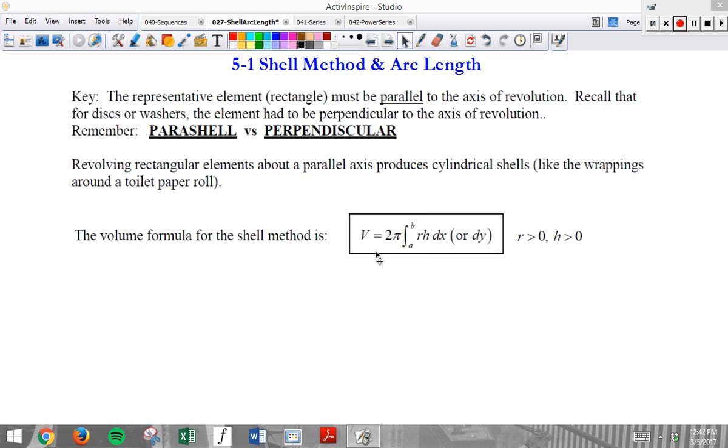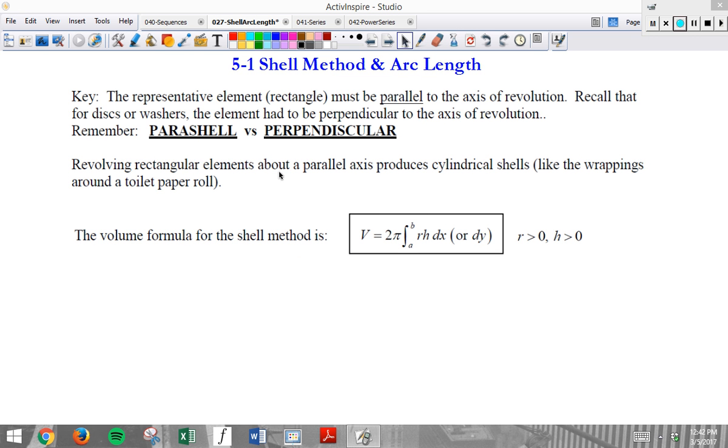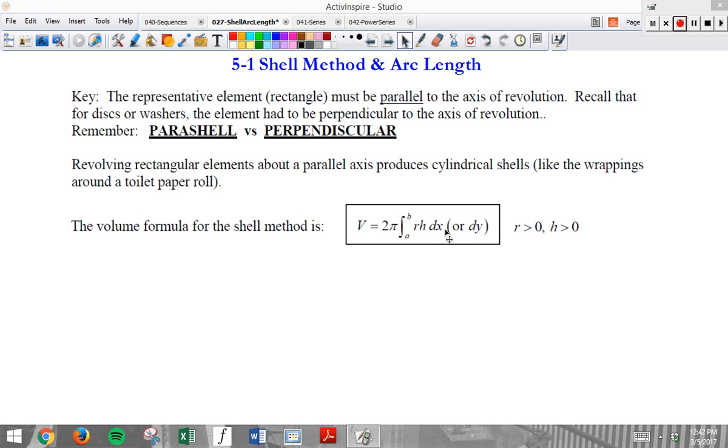This moves. Oh, this is before I started locking everything down. Let's lock that really quick. Alright, so revolving rectangular elements around a parallel axis produces shells like the wrappings of a toilet paper. Now, I was not a fan of that. I prefer saying paper towel.